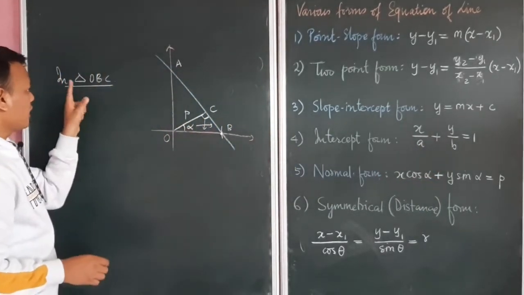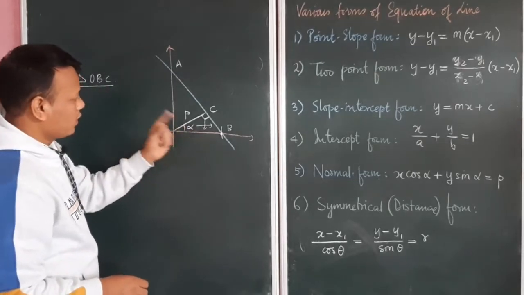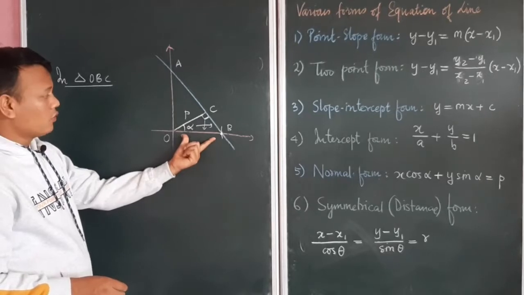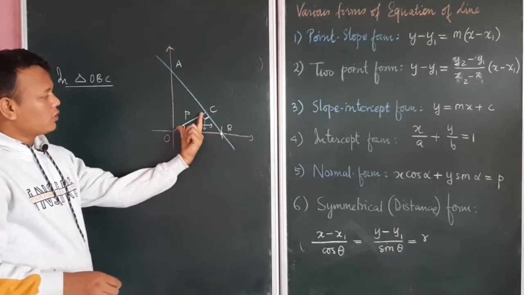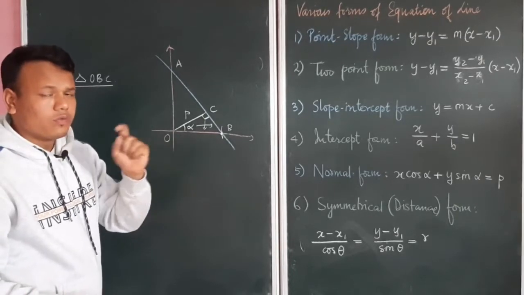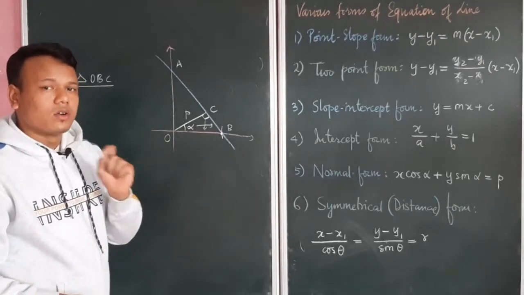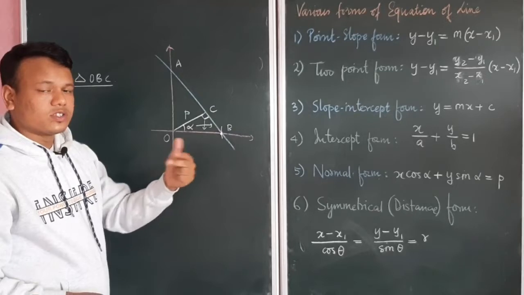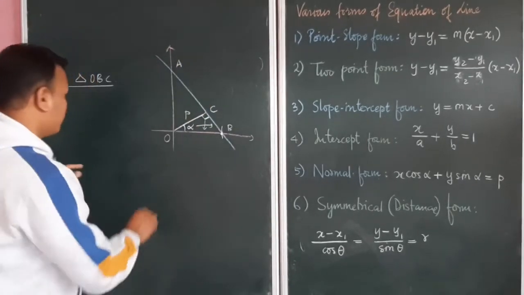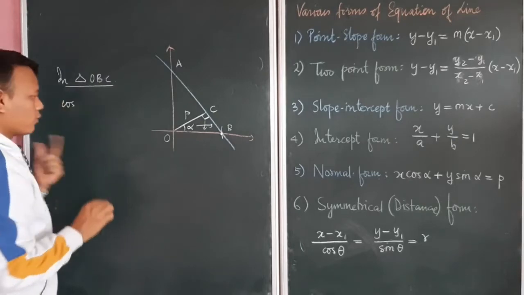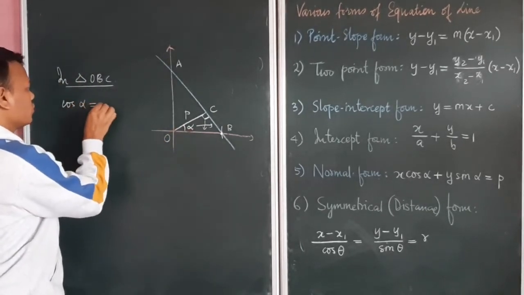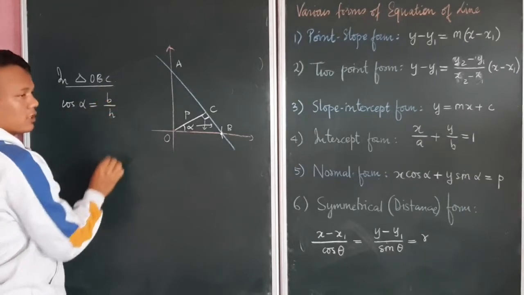So as I said, in right angle triangle OBC, we have to find this, which is the hypotenuse. So we have hypotenuse and what is this? Base given. So base and hypotenuse can be used to find what? To find cos, isn't it? Because cos theta is base by hypotenuse. So we have cos theta, and what is theta for me? Theta is alpha, right? So cos alpha is equal to base by hypotenuse.